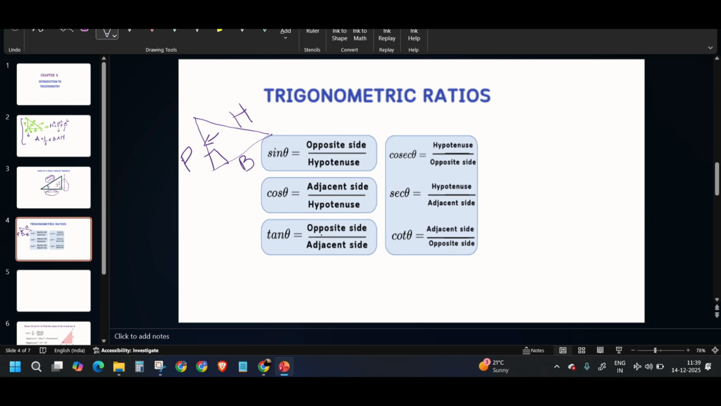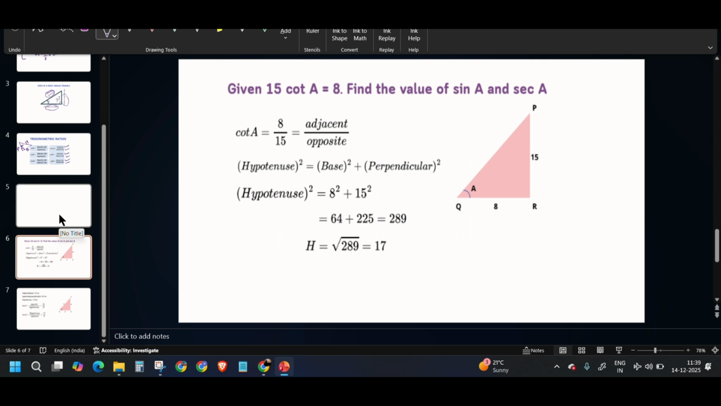Likewise, tan theta is equal to opposite side over adjacent side, that is already represented as perpendicular over base. Likewise, cosec theta is equal to hypotenuse upon opposite side. Sec theta, hypotenuse upon adjacent side. Likewise, cot theta, adjacent side upon opposite side. Let's take one example.